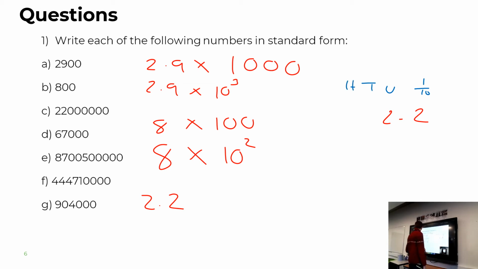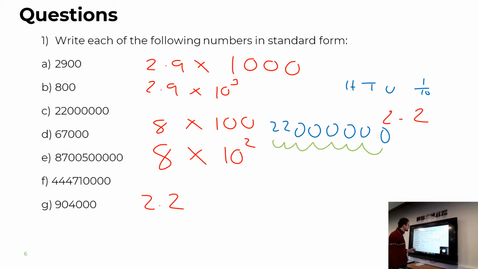Okay, we have a lot of units. We have a lot of zeros. So 0, 0, 0, and we've got 0, 0, 0, and then we have 2, 2. Okay, so that 2 has travelled. How far has it travelled? Okay, so that 2 travelled 1, twice, 3 times, 4 times, 5, 6, 7. So it's moved 7 places to the left. Okay, so we can say this is 2.2 times 1 with 7 zeros.